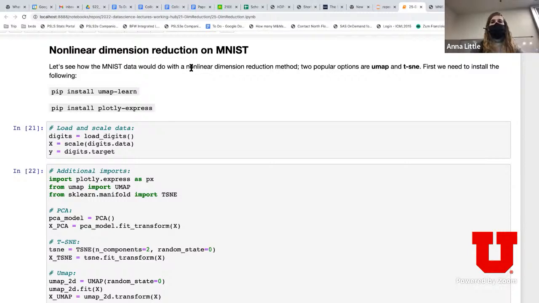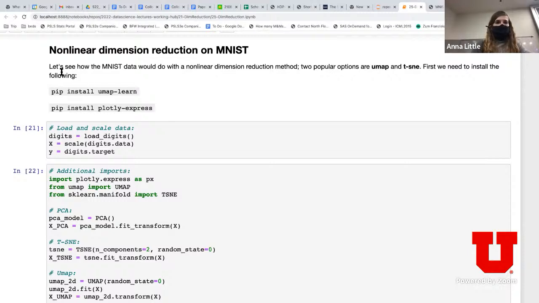There's lots of different options for nonlinear dimension reduction. If you Google it, you'll find the Wikipedia page, which has way more methods than you ever wanted to see listed on there. But I'll just mention two more recent and popular ones that people are using a lot now, and you'll see these in a lot of recent papers. The first is UMAP, and the second is t-SNE.